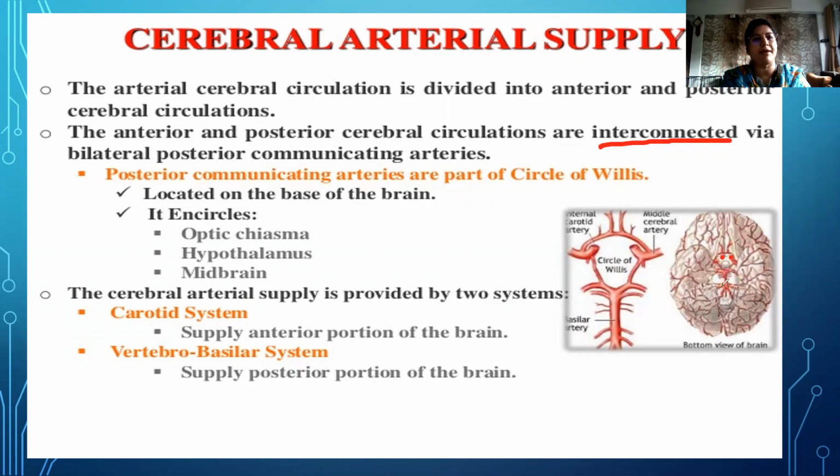While the rest of the cerebral arteries are supplied by 2 systems. So students, keep this in mind. Circle of Willis is nothing but the communication of cerebral arteries, which are the anterior and the posterior. And mainly the posterior communicating arteries form the part of circle of Willis by connecting with each other and completing the circle. Now, what are the 2 systems? One is the carotid system and the second is the vertebro-basilar system.